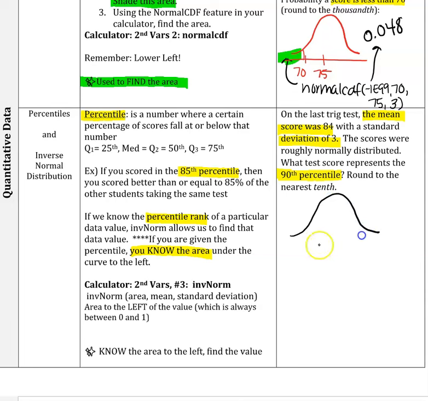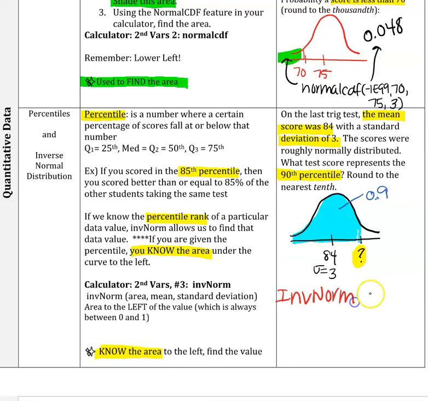If I were to draw a picture here, the mean is the middle, so 84 is the middle of my distribution. Standard deviation is 3. The 90th percentile would be somewhere over here because that means the area to the left would be 90% of the distribution. Keep in mind the area under the entire curve is 1.0, so your area to the left is 0.9. Again, I know the area, which means I'm going to find the value that gets me that area, and that's where we use inverse norm.